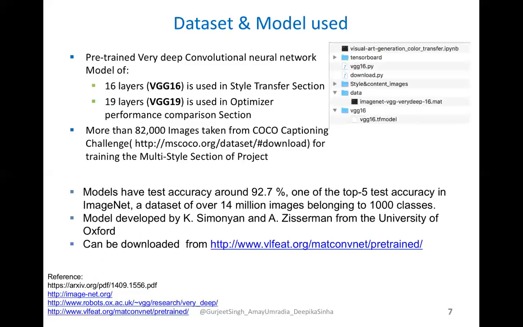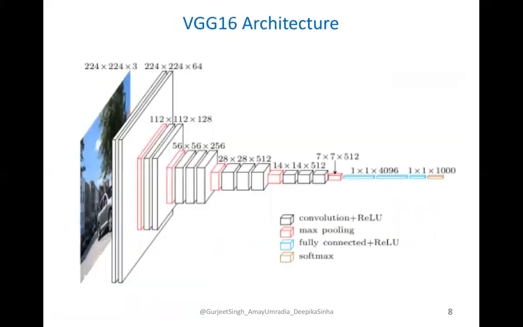This model has a very high test accuracy of 92.7% while classifying 14 million images into 1,000 classes, which is an impressive accuracy rate. It was developed by Simonyan and Zisserman from the University of Oxford. The link has been provided to download the model with its weights and biases. The VGG website has the code in TensorFlow, which is called VGG16.py.